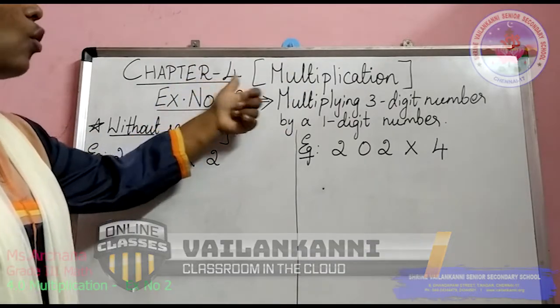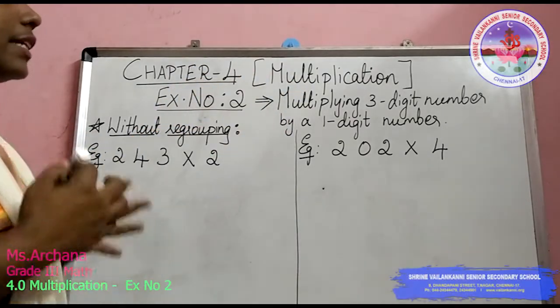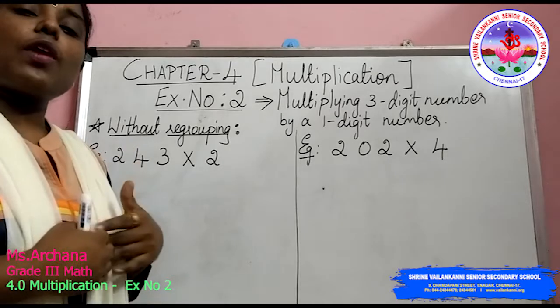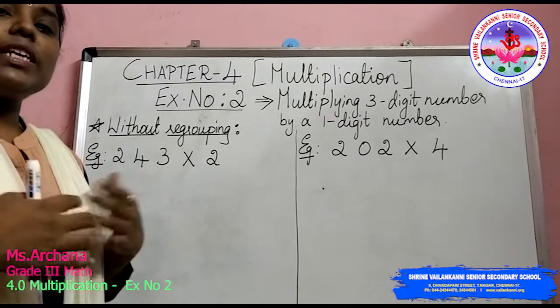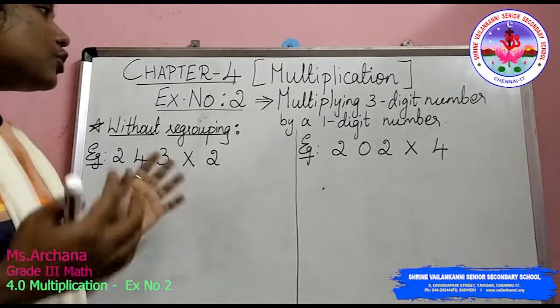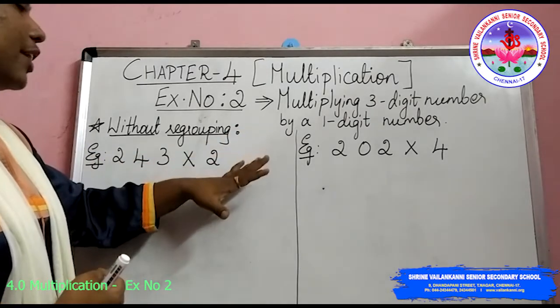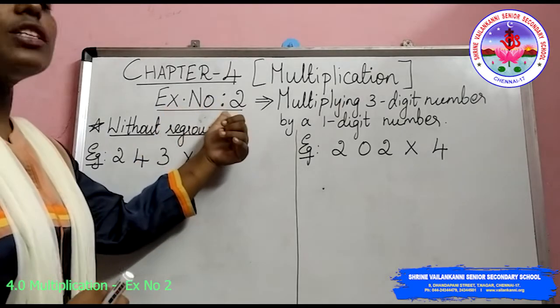That is chapter 4, multiplication. Under the multiplication chapter, exercise 1 is about tables from 1 to 10. That we will see in the online class. During the class session we will go on with that exercise. For the video session we will go with exercise 2.